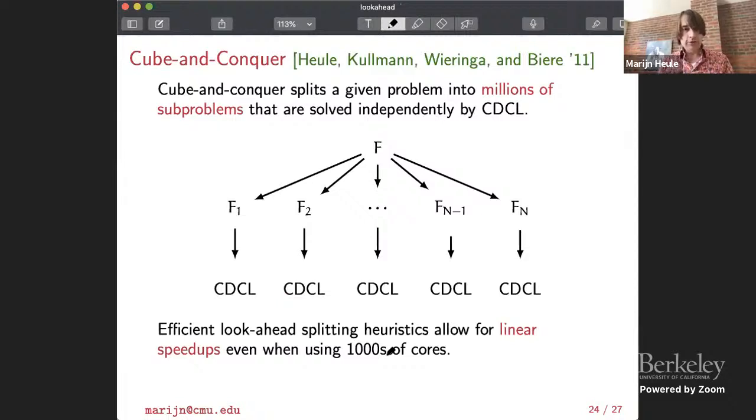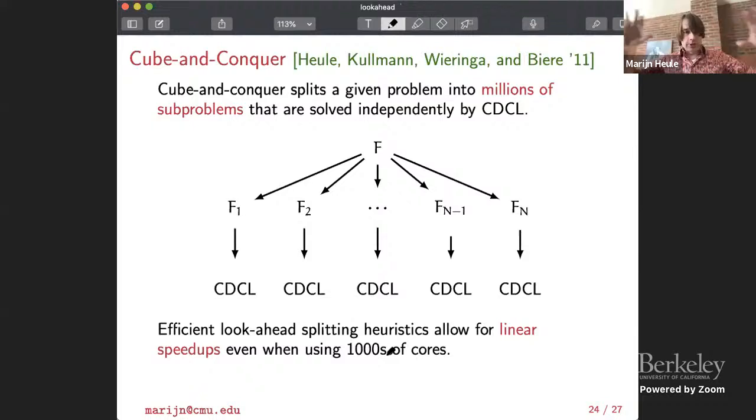So, although look-ahead is not effective on large formulas because things are expensive, you can actually use look-ahead in combination with CDCL to solve very hard formulas. This is what we call cube and conquer. And what does cube and conquer do?